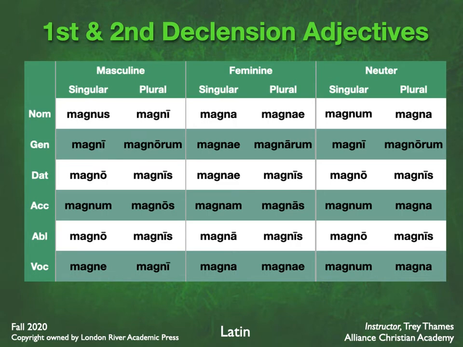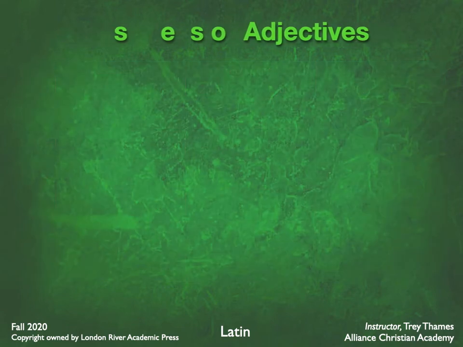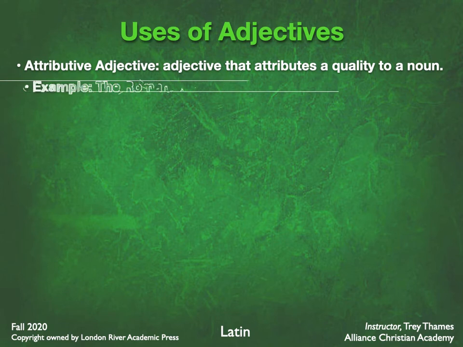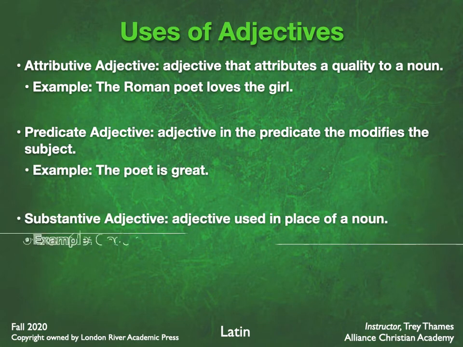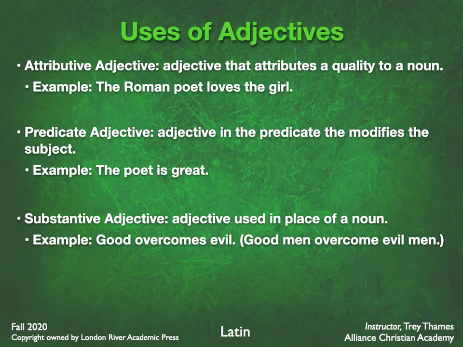Let's quickly talk about uses of adjectives. You pretty much know the main use of adjective. It's called the attributive adjective. And what that means is that the adjective basically gives a quality to a noun. Like, the Roman poet loves the girl. What poet was it? It's the Roman poet. So Roman is an adjective that modifies poet. It's giving a quality to it. You could give a quality to the girl, like she's tall. The Roman poet loves the tall girl, or the Roman poet loves the Roman girl. That adjective is modifying that noun.